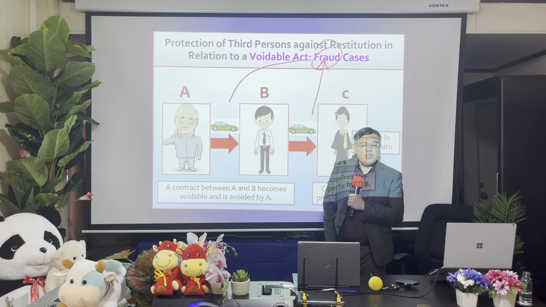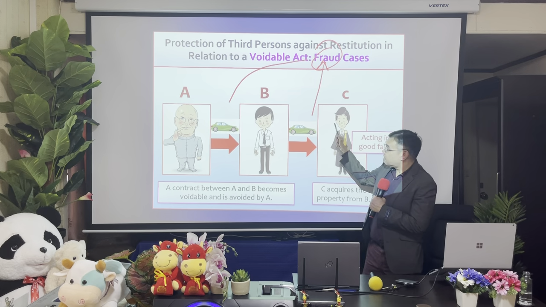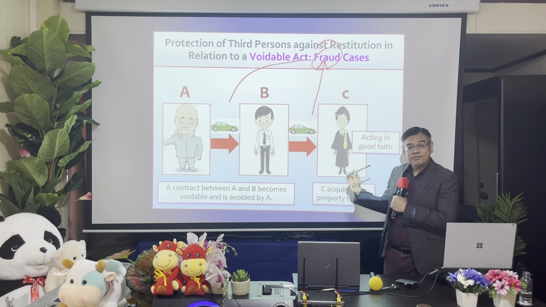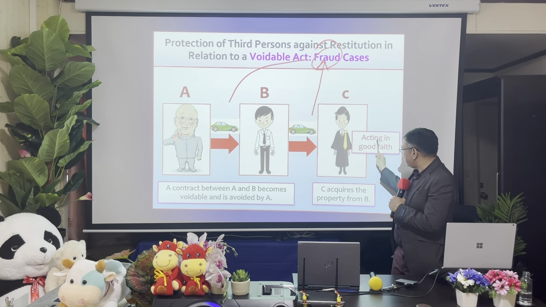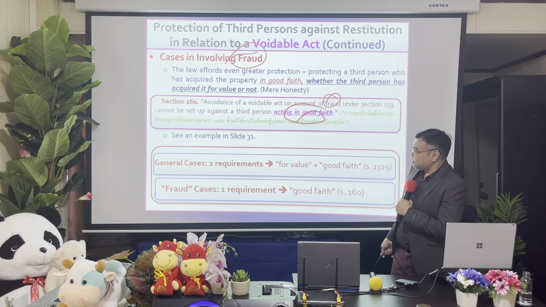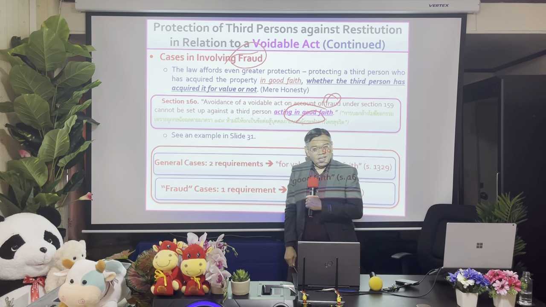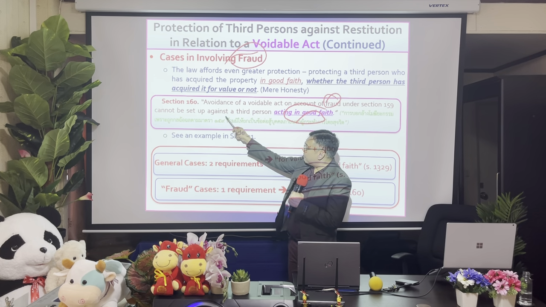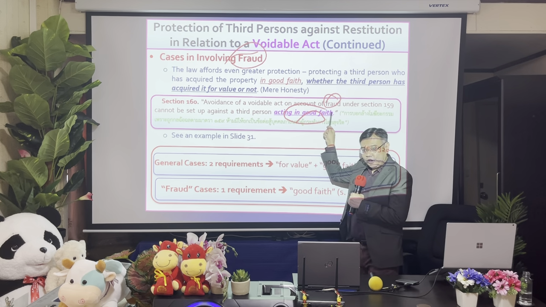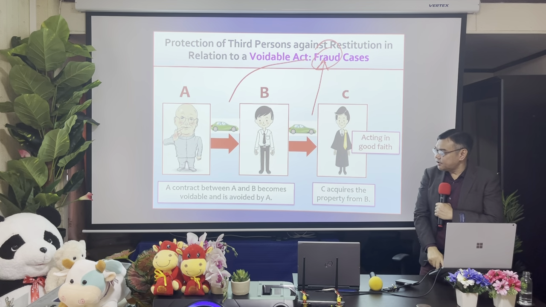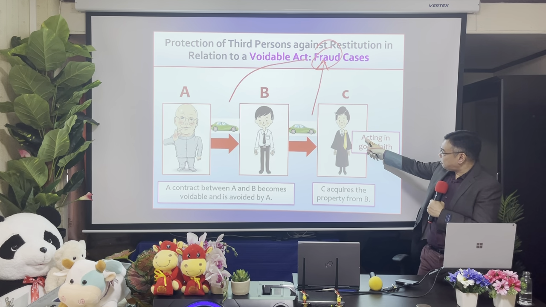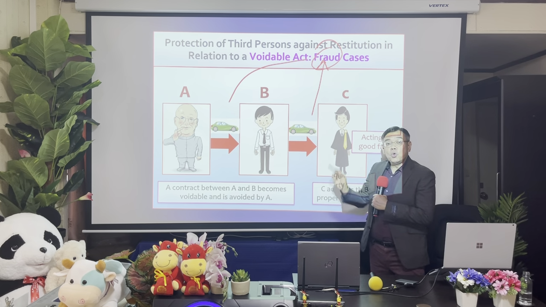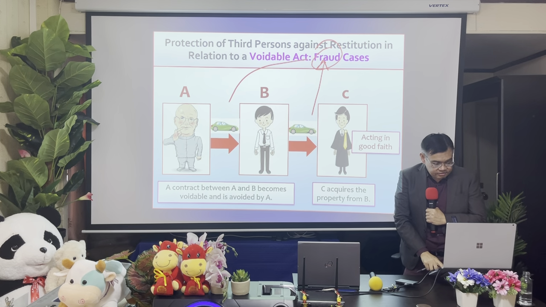But the thing is that before the avoidance, B has given this car to C. In this case, Section 160 protects C as the third party because C acts in good faith. When C acts in good faith, Section 160 says that the avoidance of the Juristic Act cannot be set up against a third person acting in good faith. In this case, the law gave protection to C even better than cases in general. If it is a case of fraud, the law protects a third party better than cases in general.